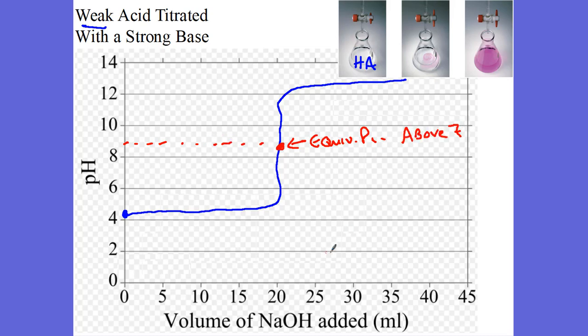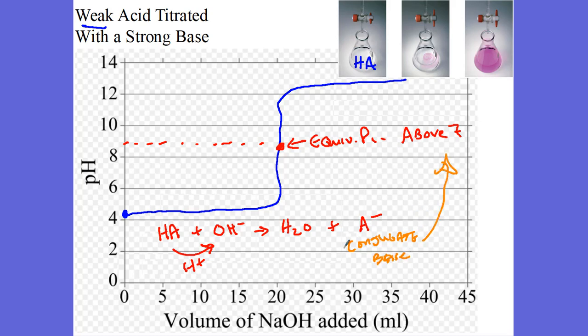It's not at 7. Okay, think about the reaction here. I have a weak acid. I'm going to call it HA plus OH minus. What do we know Bronsted-Lowry weak acids do? They give away what? H plus. And so what do I end up getting? I get water and A minus. And what do we know A minus is? A minus is called my conjugate base. How come my pH was above 7? Because what did I have in my solution? I had a conjugate base.